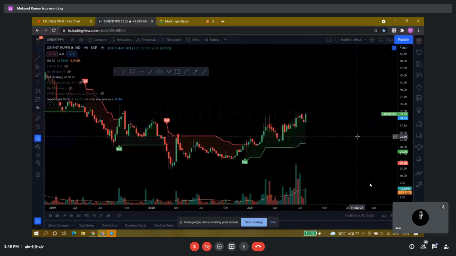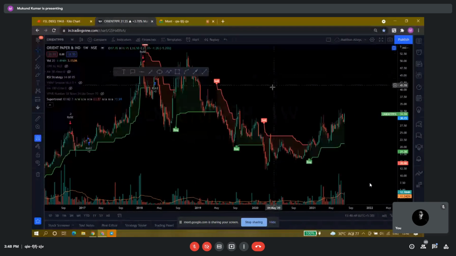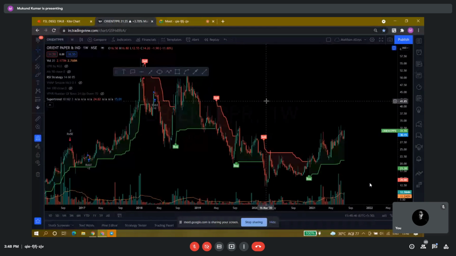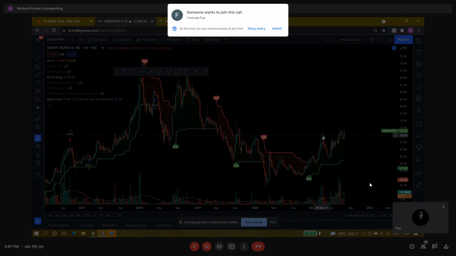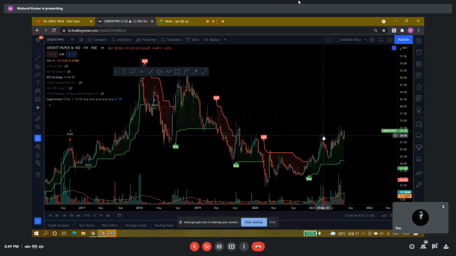I saw a cup with handle pattern forming in this one, starting somewhere around 30th March, I think. This one, I guess. I'm a beginner in technical charts; mostly I'm an investor, so I may be wrong. I saw such a pattern, and I also saw some huge volume. If you see the green volume, there's a huge volume. So what I know is that someone is buying.